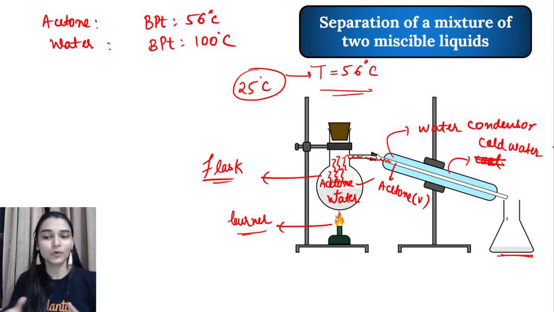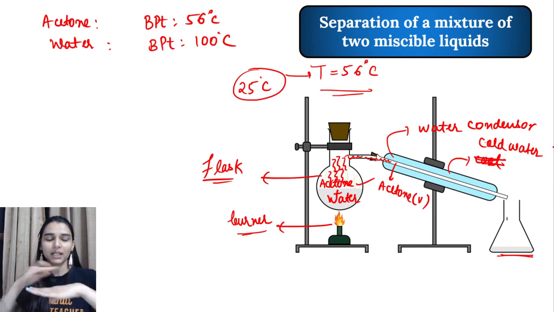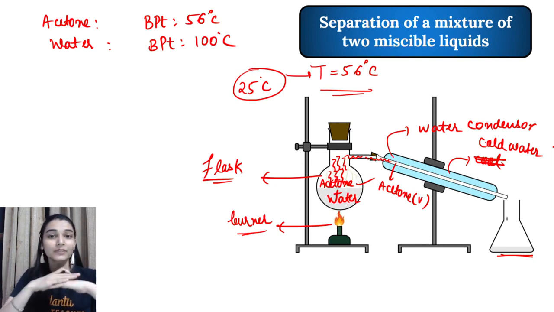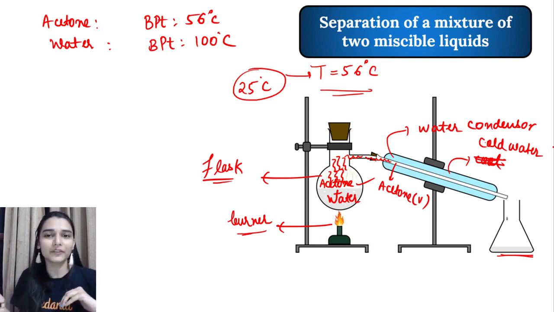So when you pass cold water via the water condenser, what is going to happen? Acetone is there. Okay, acetone vapors come in contact with the cool surface. Okay, so acetone, this vapor coming in contact with a cool surface, means the vapor will lose its kinetic energy.